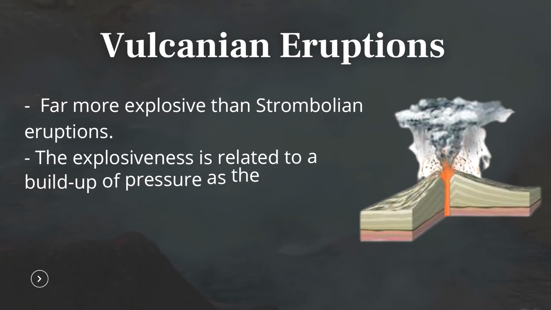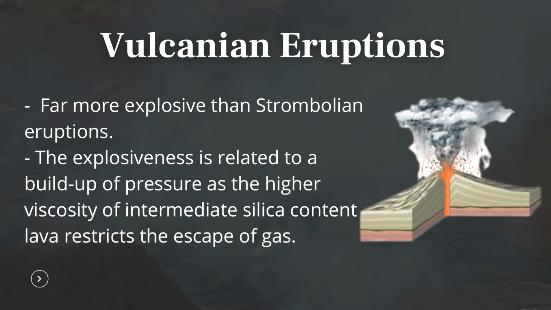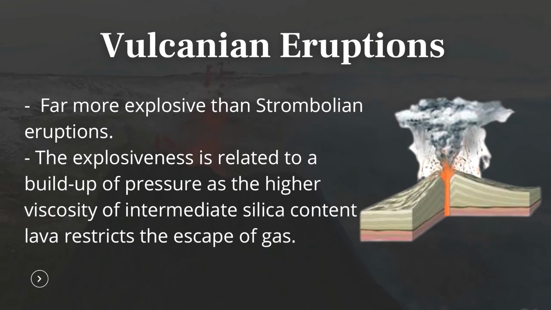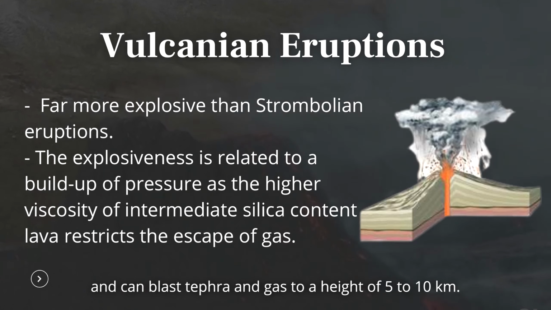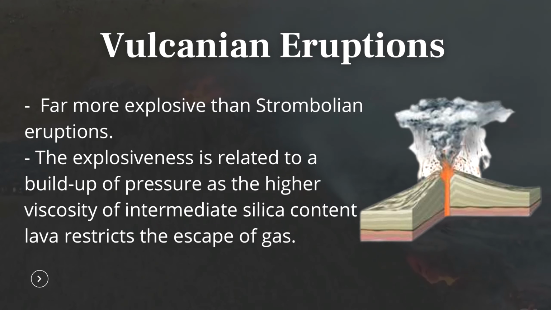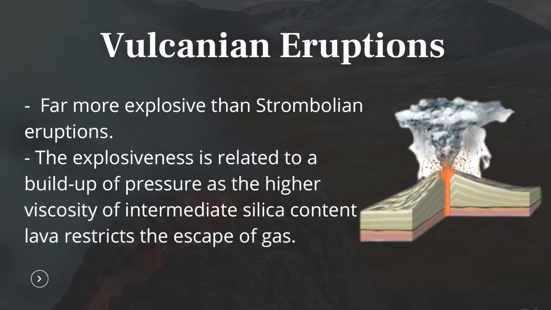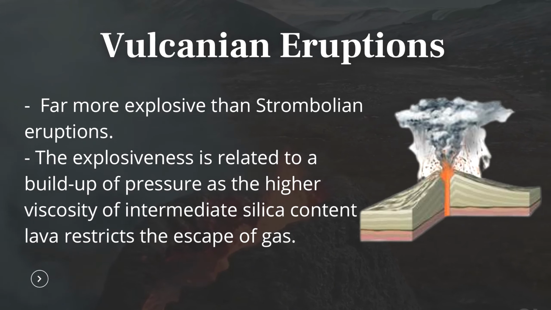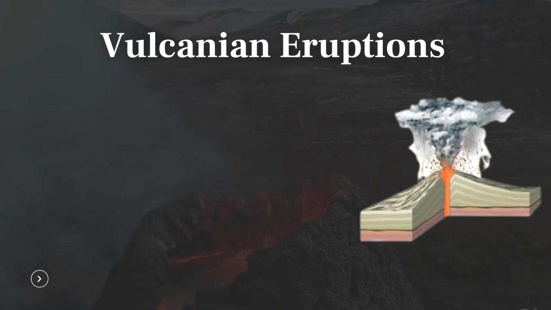Vulcanian eruptions get their name from the volcanic Italian island of Vulcano. Vulcanian eruptions are far more explosive than Strombolian eruptions and can blast tephra and gas to a height of 5 to 10 kilometers. The explosiveness is related to a buildup of pressure, as the higher viscosity of intermediate silica content lava restricts the escape of gas.